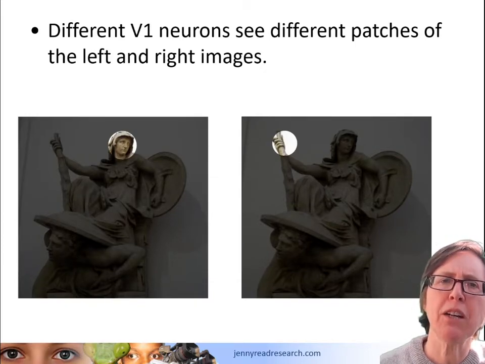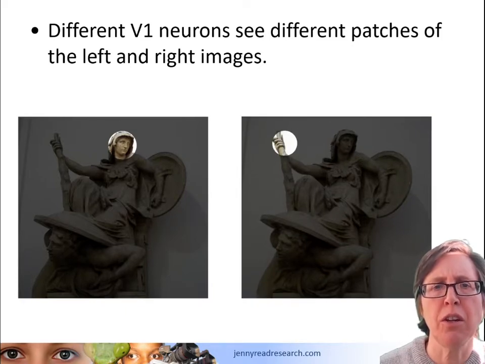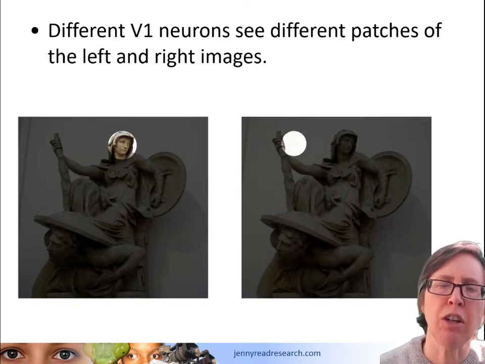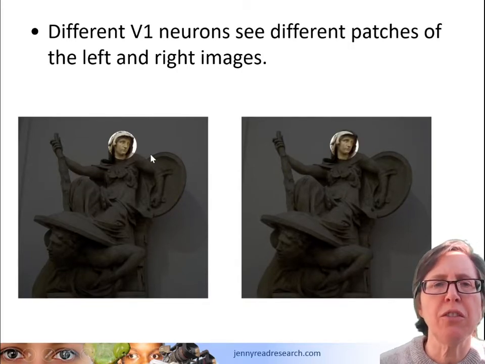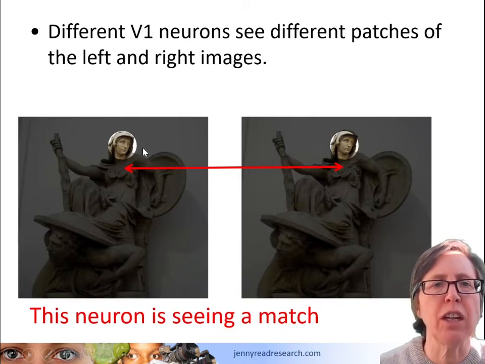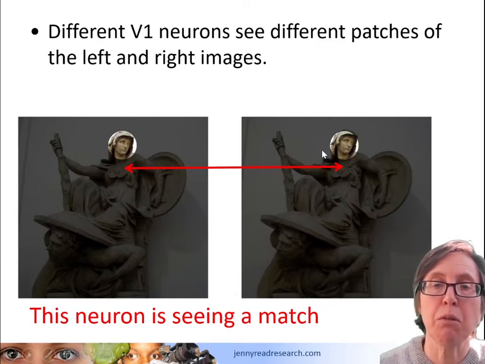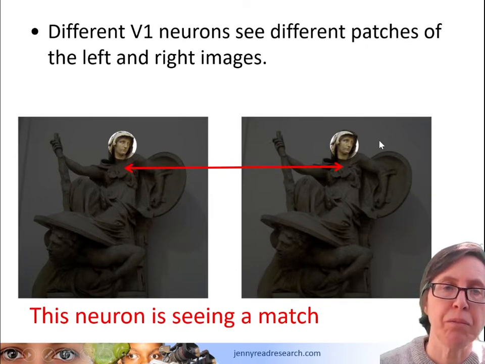And that's a bit of a problem because individual V1 neurons, as we've seen, are just seeing different, very small patches of the left and right images. So one neuron might be seeing this pair of patches, and the next neuron along might be seeing this pair of patches, this one. And of course, it's this V1 neuron that's seeing the correct match in the sense that it's seeing the same thing in both its receptive fields. So this neuron is seeing the disparity of the scene here.